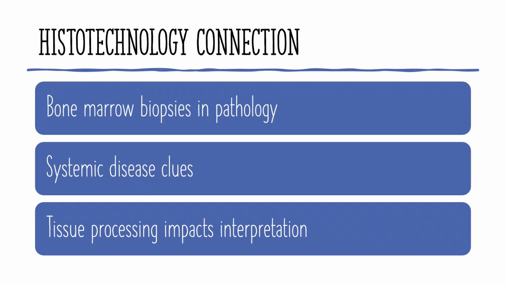So unlike many routine tissues where architecture dominates interpretation, bone marrow interpretation heavily depends on cell detail and maturation recognition, which means processing quality directly affects diagnostic confidence. In other words, bad processing doesn't just make an ugly slide. It can make normal maturation look pathologic or hide real disease. That's why hematopoietic tissues are one of the clearest examples of how histotechnology and diagnosis are inseparable.